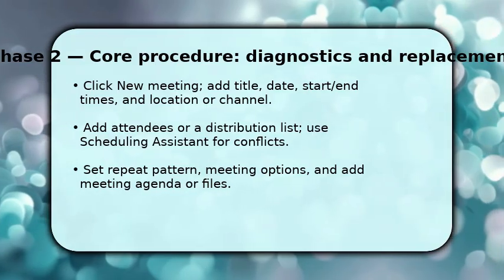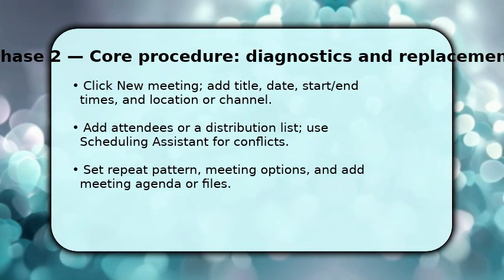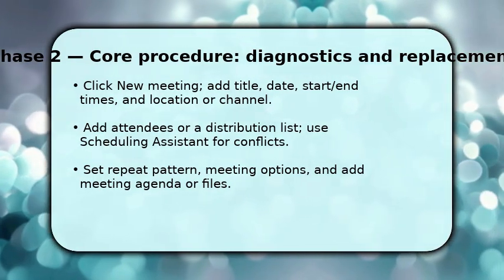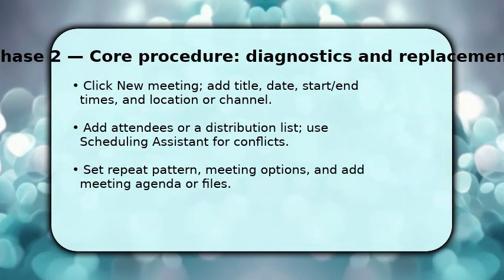Once attendees are set, choose recurrence if this repeats, attach an agenda or files, and open meeting options to control presenters, lobby behavior, and recording permissions so the meeting runs smoothly and securely.